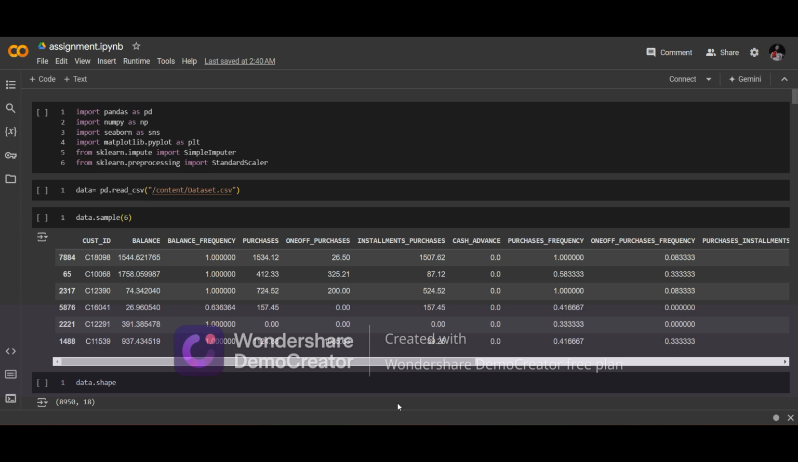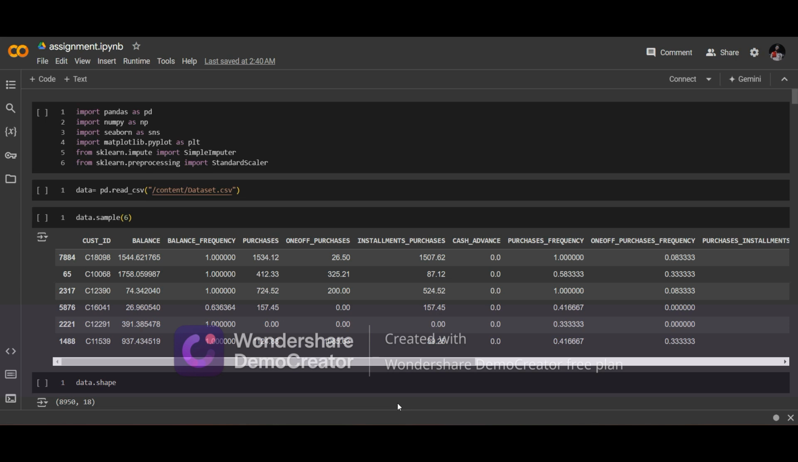Step 1, the problem understanding and objective. The primary goal of this project was to segment customers based on credit card behavior such as balance, purchase and payment. By identifying these segments, we can tailor marketing strategies that resonate with each group, ultimately increasing customer satisfaction and business value. Now, pre-processing.